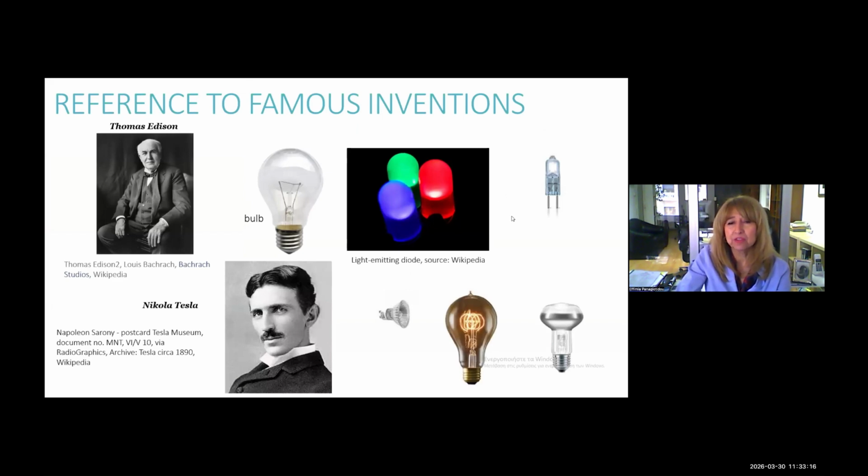Reference to famous inventions. Here we have the bulb. And of course, Thomas Edison, who had more than 1,000 patents, and Nikola Tesla, who made some of the most important inventions in human history. Actually, he wasn't very much interested in the patents, Tesla. He was interested in the inventions.